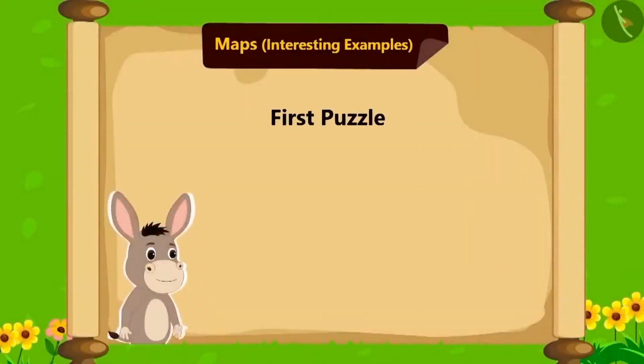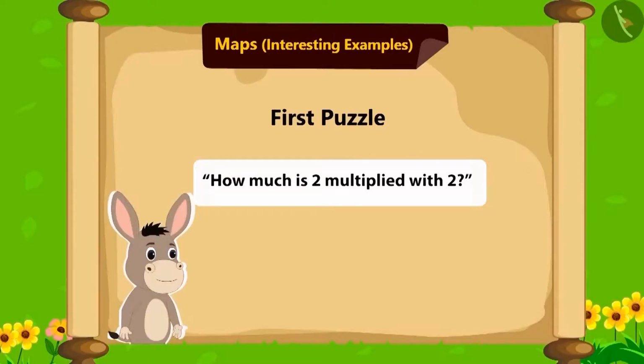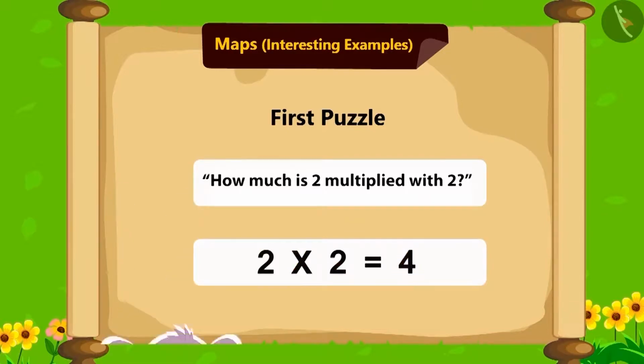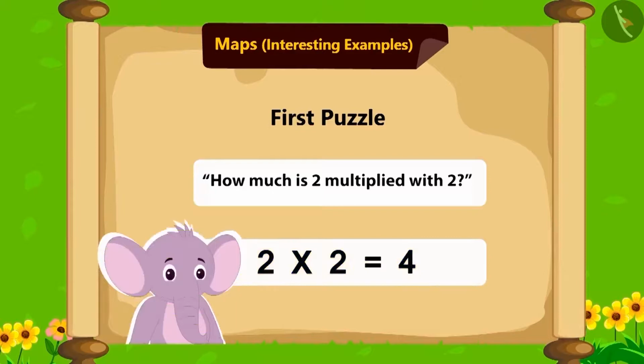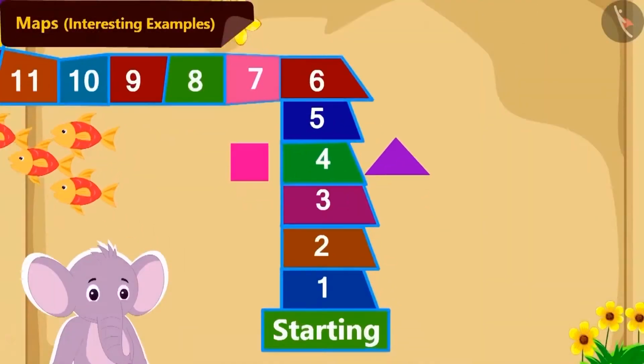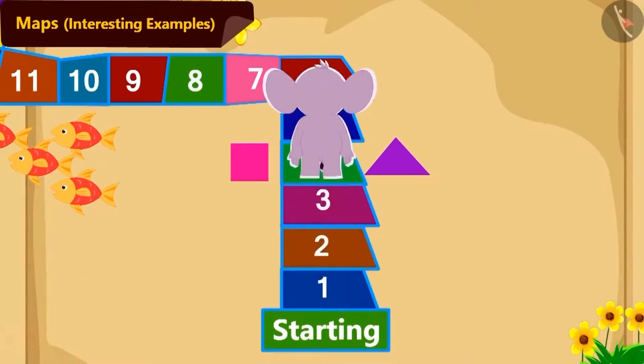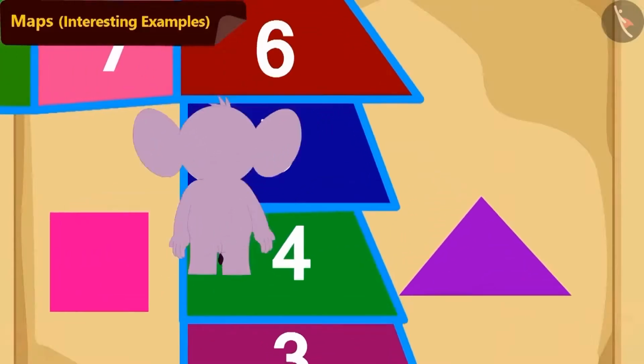Bhola's first puzzle is, what is 2 multiplied by 2? Children, do you know its answer? Yes, 2 multiplied by 2 is 4. Appu has also found the solution to this puzzle. Now, how will Appu reach the tile number 4 from the start line? By walking 4 steps straight. Appu has reached tile number 4.